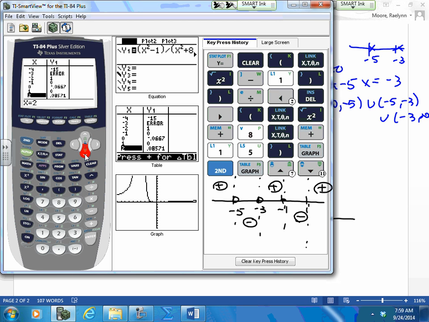So now we go back to your problem and you wanted anything greater than or equal to 0. So you want this side, you want this one, and you want this one. So your -infinity to -5, this one's open, or your -3 to -1, this one's closed, or your 1 to infinity.